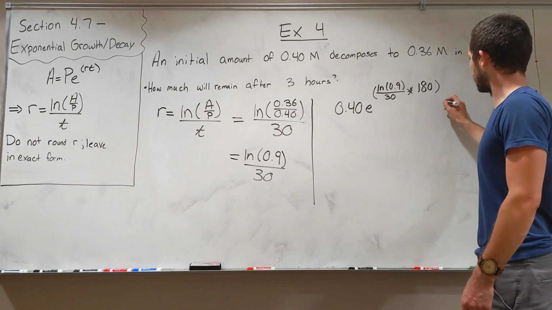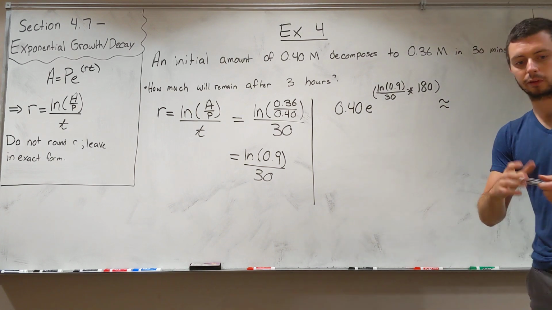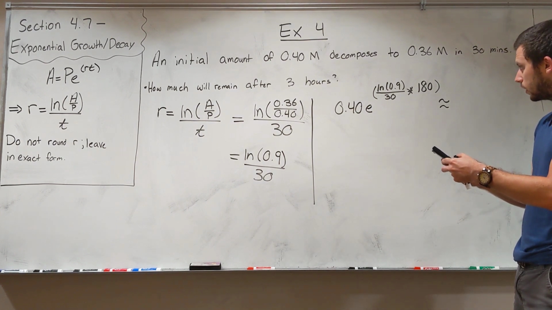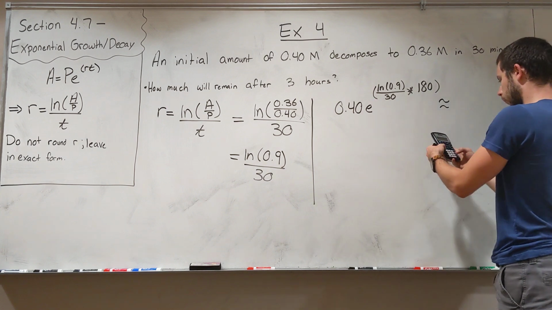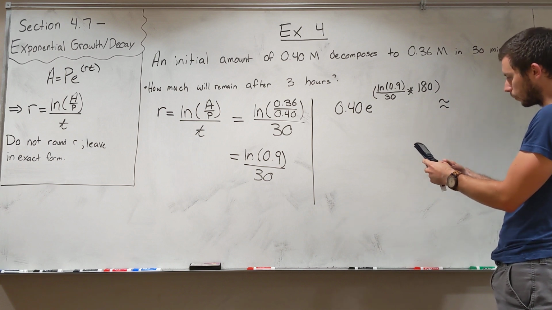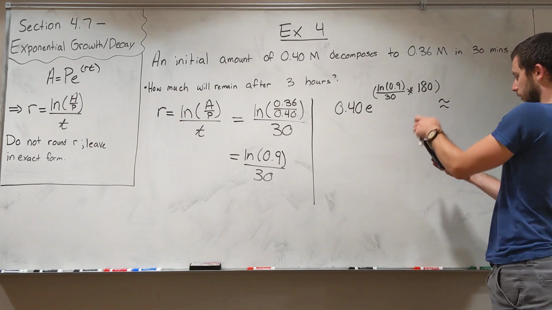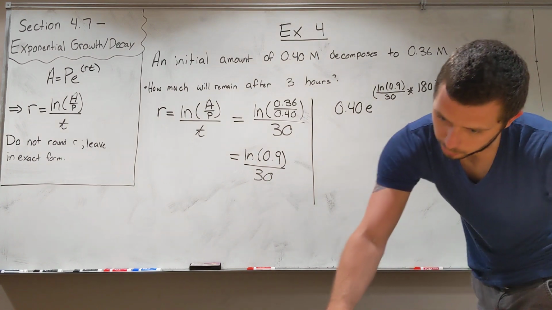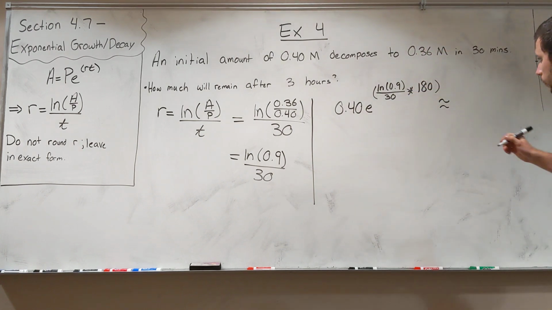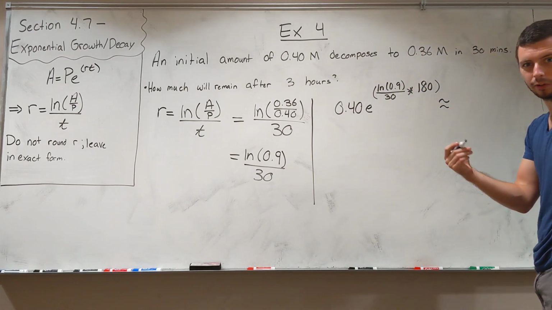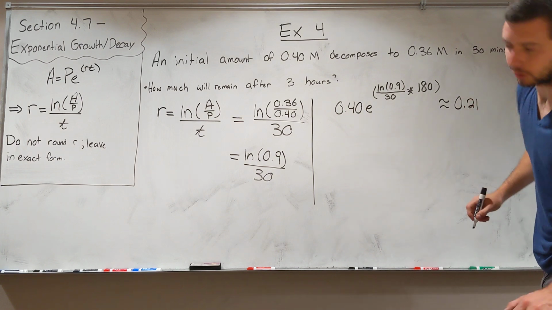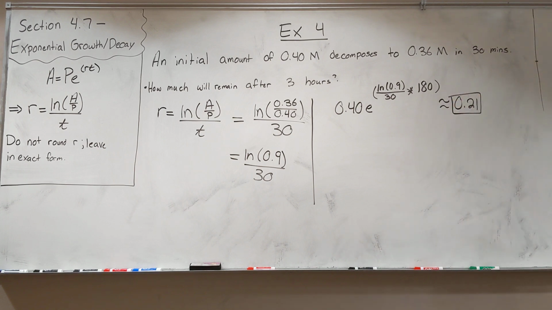Once you determine that, it's just a matter of plugging everything into your calculator. So 0.40, e raised to the natural log of 0.9, close parentheses, divided by 30, times 180, close that parenthesis. I'm pretty sure it wants 2 decimal places, the nearest hundredth. So 0.21 is what I get for the first part.